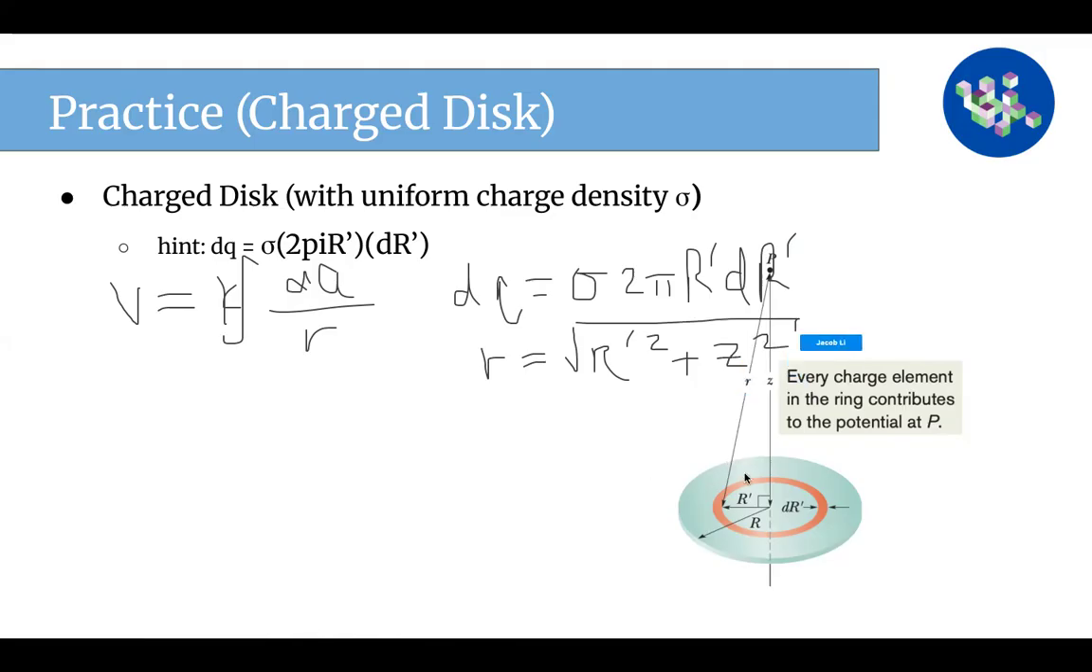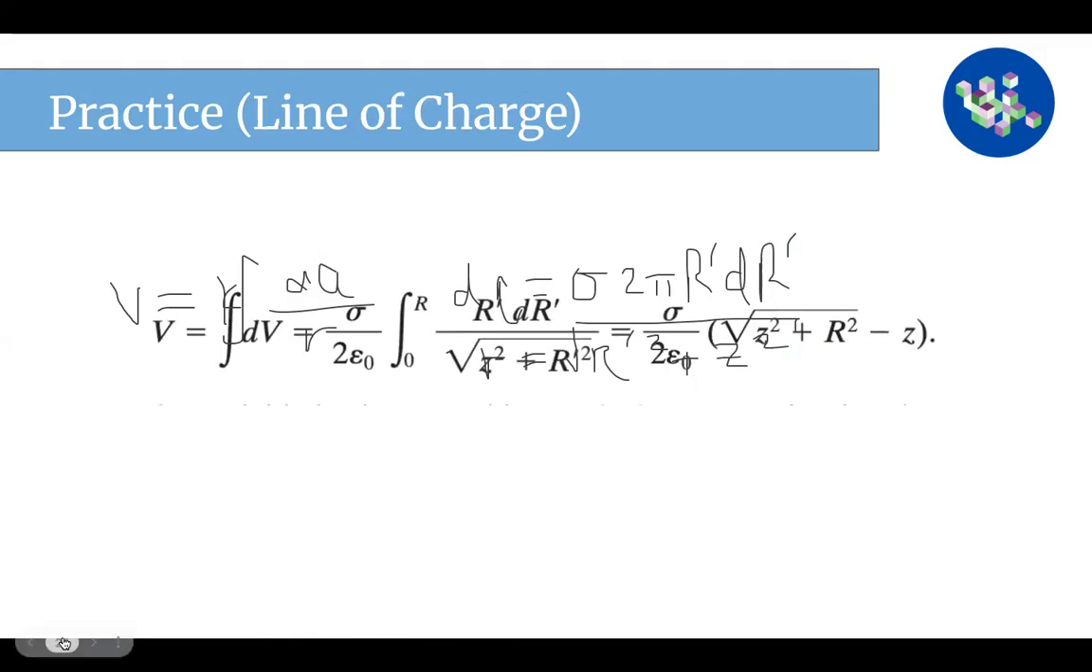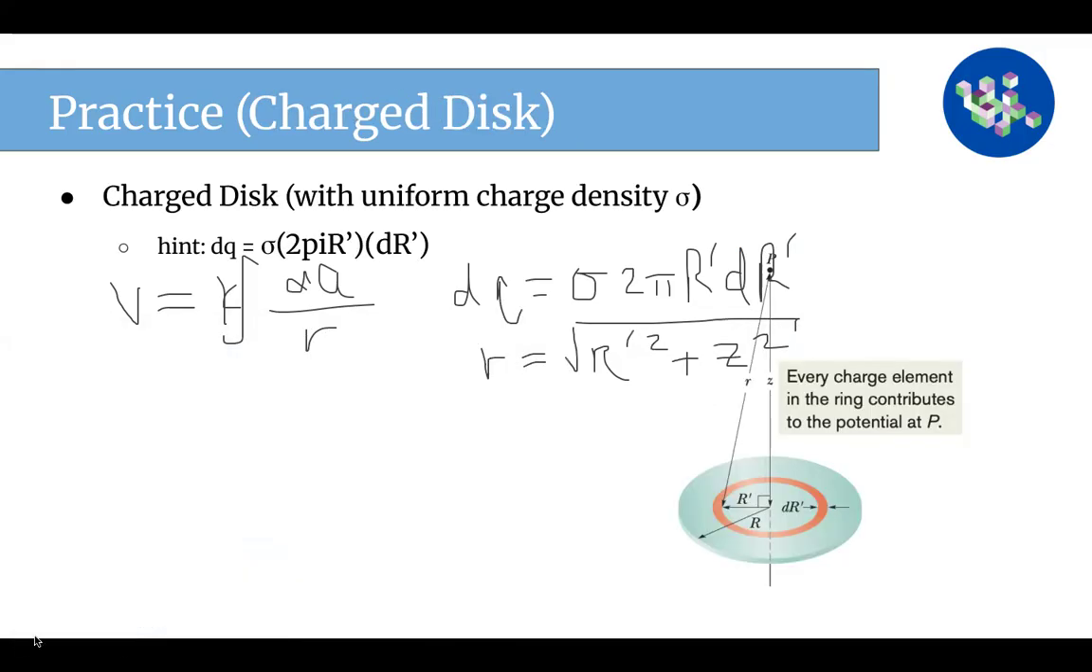Just to let everyone know, what Jacob's doing right now is integrating rings of charge, and you know that in that ring, the distance to P is always the same. So your dq would be that, and your R is that. Excellent job. Continue, please.